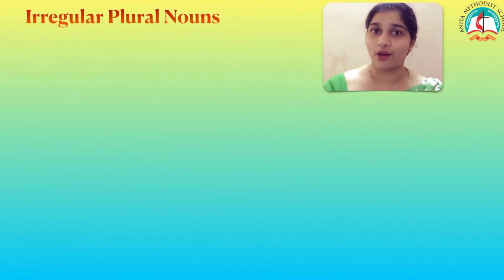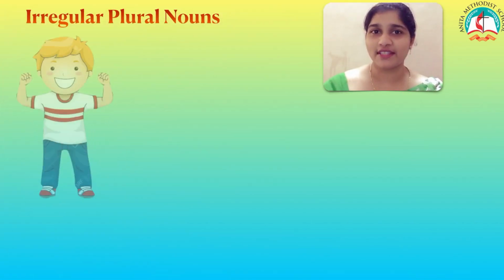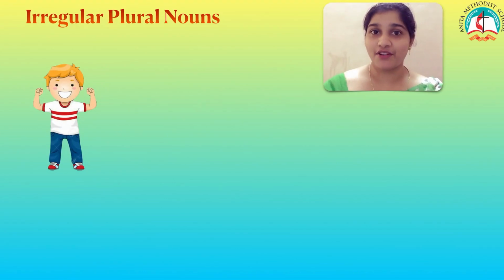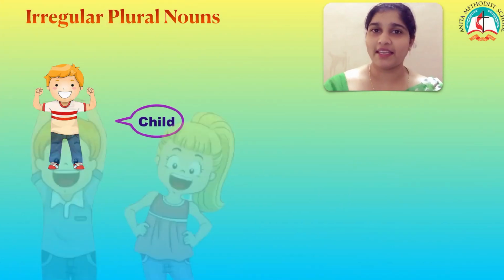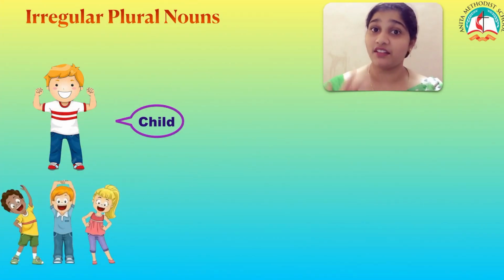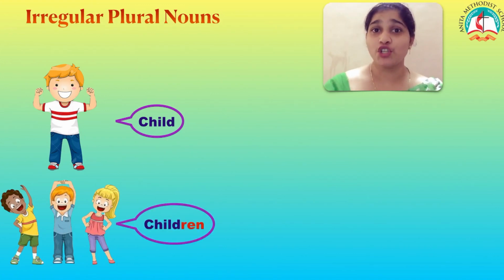Now let's see an example of an irregular plural noun. What do you see in this picture? There is one kid and I mention it as child. How many kids do you see in this picture? There are 3 kids. What is the plural noun of child? It is children. So you add a few letters to the word to change it into plural. It is an example of an irregular plural noun.